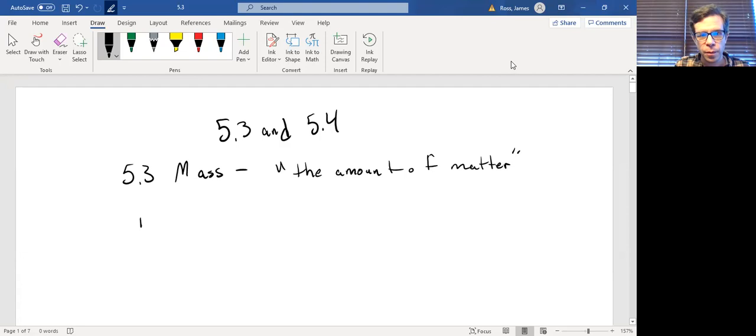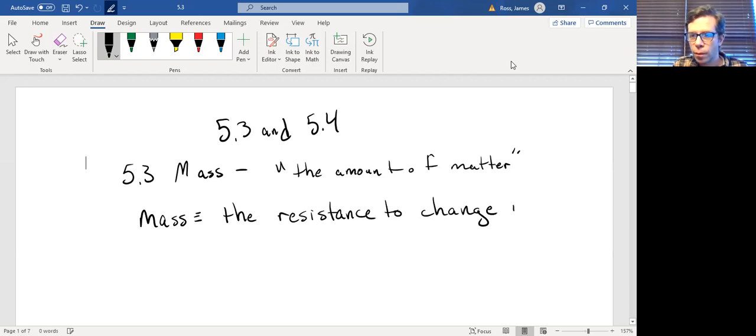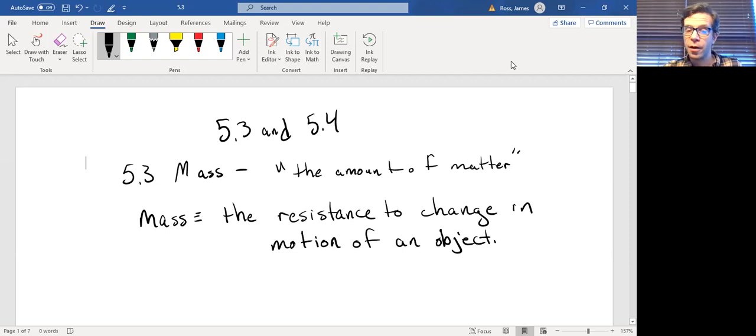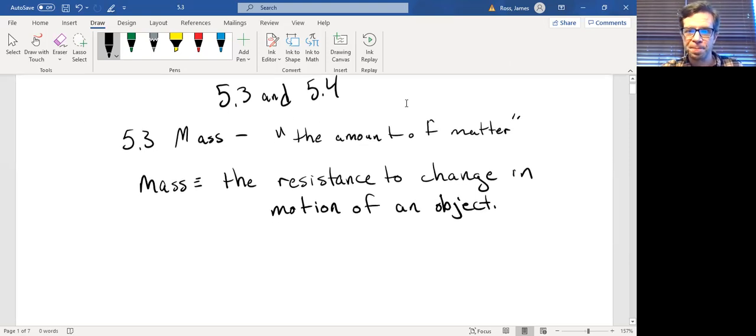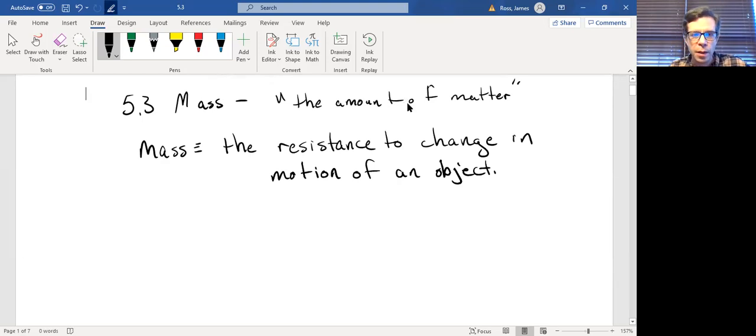We use the mass of an object is a measure of its resistance to change in motion. The more massive an object, the harder it is to change its motion. All right. There's really not a lot more to say about mass.